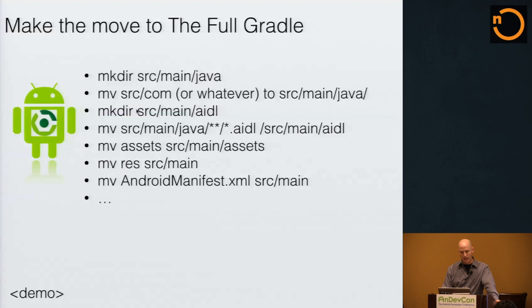All right, let's just see if I forgot anything here. Hit play. All right, so I made the Java directory, I moved the source into source main Java. I didn't do this, I got to do the AIDL step. And then I moved the assets in, I moved the res in, and I moved the Android manifest. So I'm going to go back and grab the AIDL file and put that in the right place. All right.